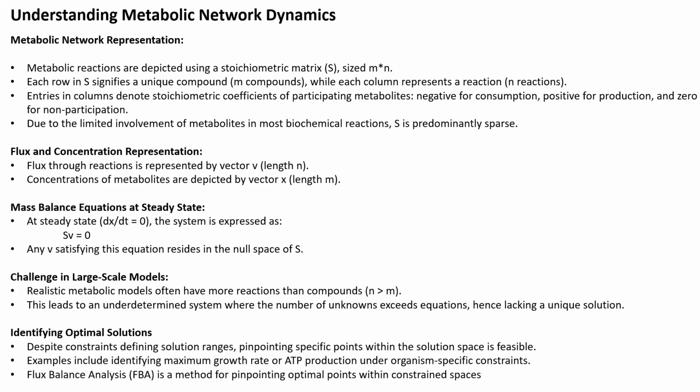If you have constraints on the set of solutions that you are going to get, you can pinpoint an area in the 3D space or in the n-dimensional space, depending on how many reactions and metabolites are involved. In the n-dimensional space, there will be a curve, a part of the curve that will signify all the solutions that follow the constraints of the model. So that is possible. Examples include identifying maximum growth rate or ATP production under organism-specific constraints.